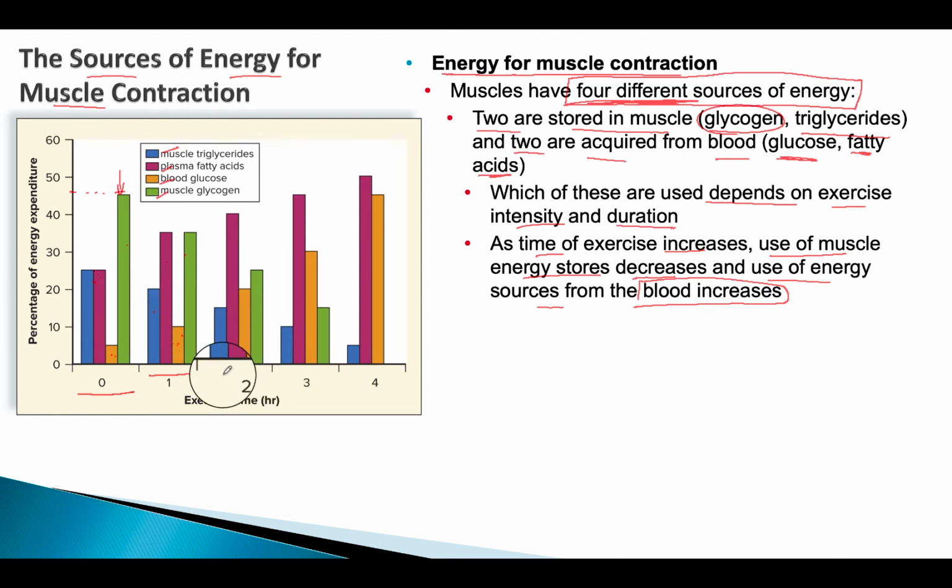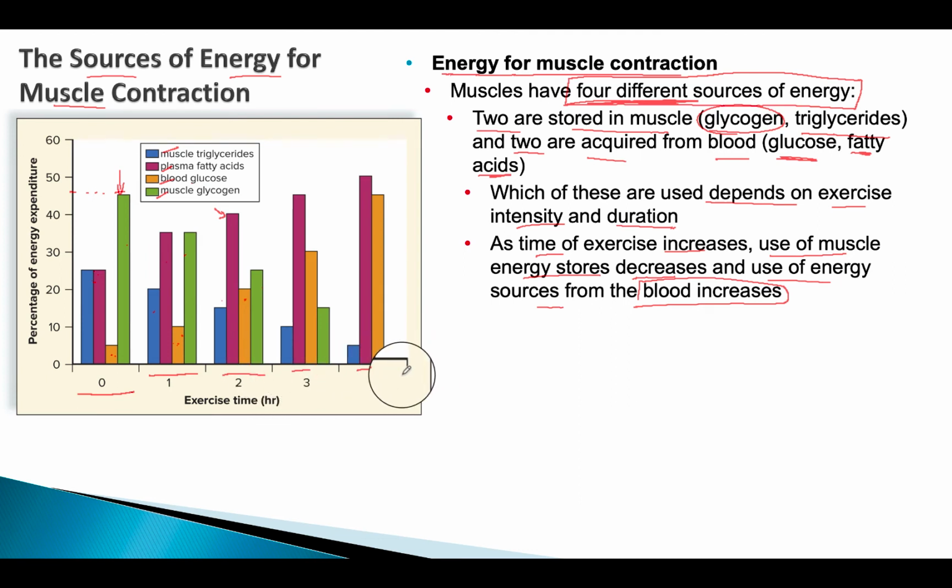Basically, now you go to the third hour of your exercise. Now you can see that your triglyceride in your muscle keeps on decreasing, as does the glycogen in the muscle. What's increased now is that we are tapping more on our blood, which is now your plasma fatty acids. Glucose as well, we are tapping.